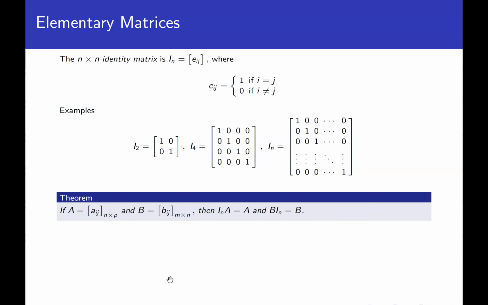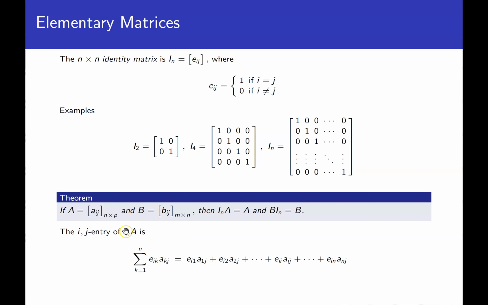The whole point of this identity matrix is so that we can have an identity with respect to matrix multiplication. So if you have an n by p matrix A or an m by n matrix B, then if I multiply on the left by In for A, I get A back again. If I multiply on the right by In for B, I get B back again. And we did this proof yesterday in class.